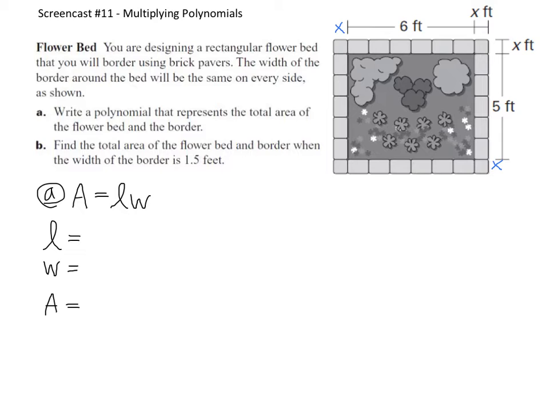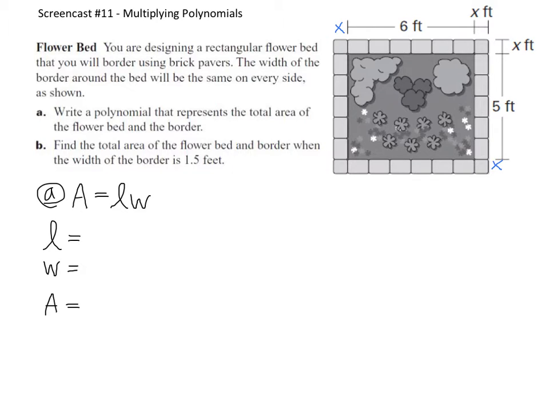So let's create an expression that represents the length first, because remember the area formula for a rectangle is length times width, also known as base times height sometimes. You can think of it that way. It all means really the same thing. If we say that the width is this side right here, we know this inner part right here is 6 feet long. But then that's not the entire length. We also have these two little x pavers also bordering it, adding to the length of that side.